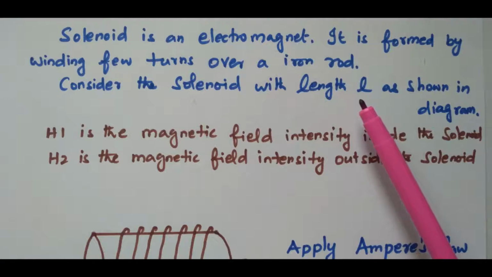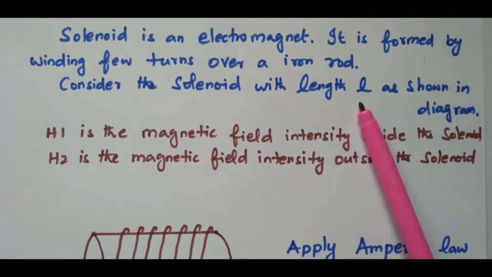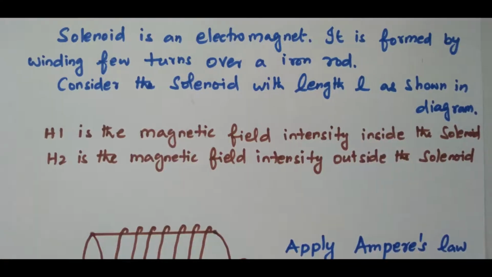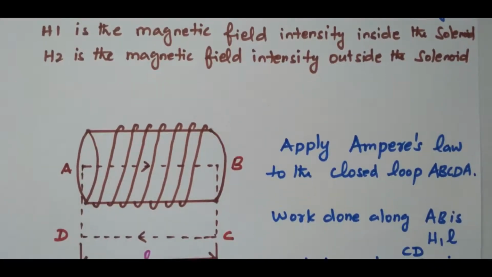One iron rod is there, over which the coils are wound. When current is flowing through the coil, it becomes an electromagnet. That is nothing but a solenoid. The windings are available over an iron rod, and when the supply is given, it becomes an electromagnet. Now consider the solenoid with length L as shown in the diagram. We are going to consider the solenoid with length L meters.